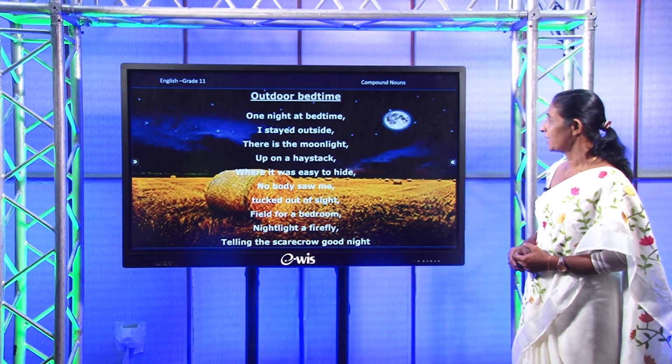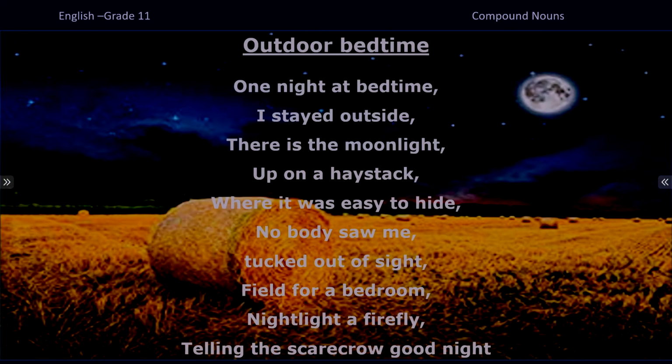Outdoor bedtime. One night at bedtime, I stayed outside. There is the moonlight up on a haystack, where it was easy to hide. Nobody saw me, tucked out of sight. Filled for a bedroom. Nightlight, a firefly, telling the scarecrow good night.